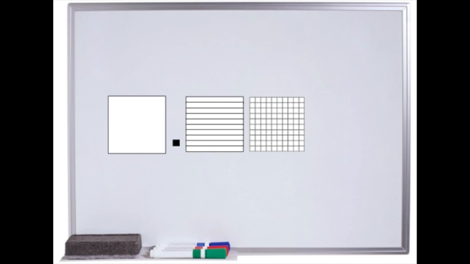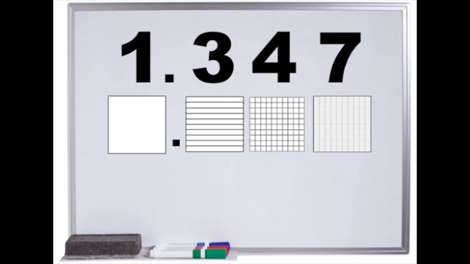Here is our colouring grid that we're used to seeing in our previous activities. In activity 4, the colouring grid now has a thousandths column added to it. Can you see how small those boxes are? Let's colour in our grid using the number 1.347. We colour in the units box because we have 1 unit.